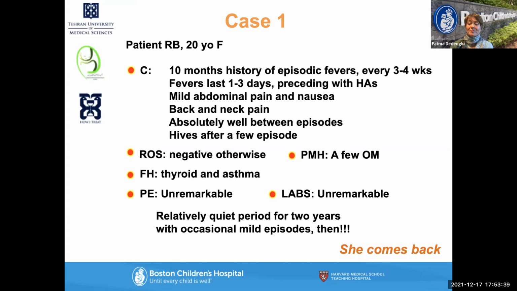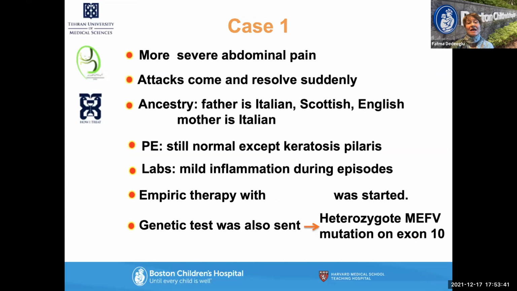But then she disappeared for a few years and then came back. This time she had more severe abdominal pain, and her attacks were coming and resolving suddenly. Her ancestry is Italian, Scottish, English, and mom is Italian. Again, the rest of the history was pretty unremarkable. So I decided, being from Turkey, where we're seeing a lot of FMF, to use colchicine. I do use a lot of colchicine for many types of autoinflammatory diseases. So I started her on colchicine, and she responded very well.